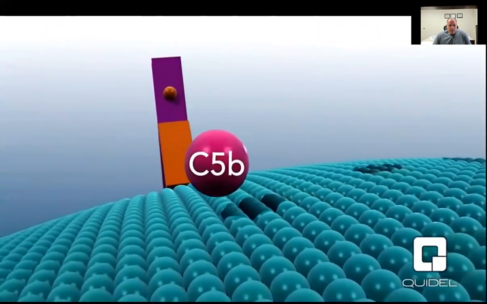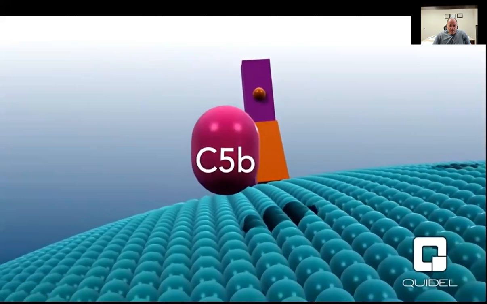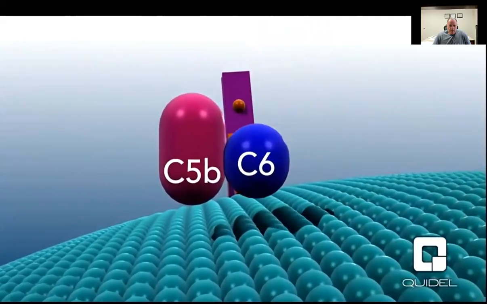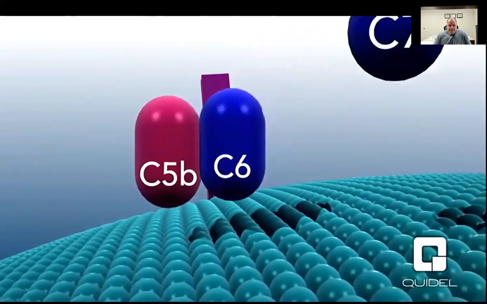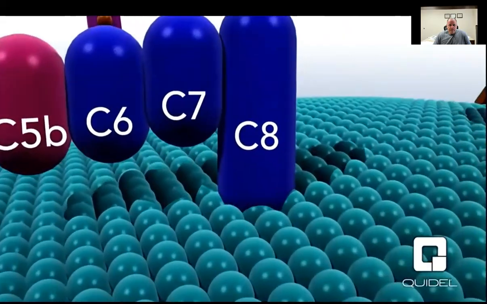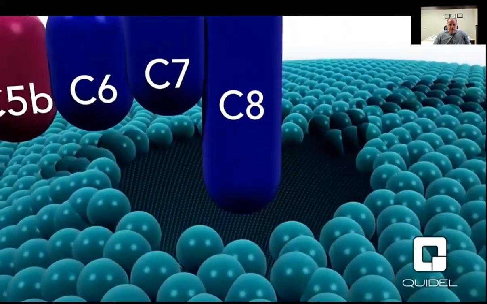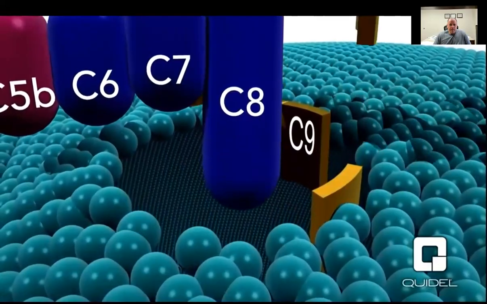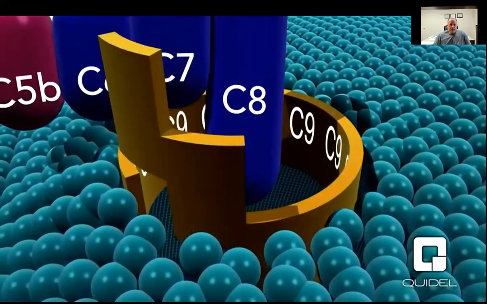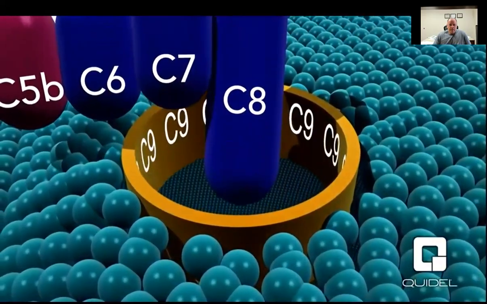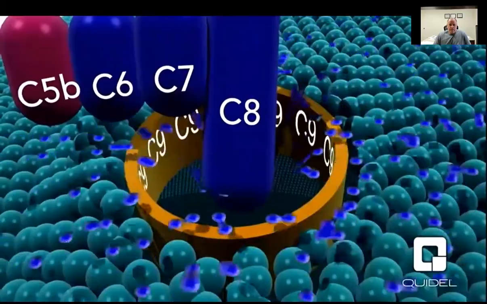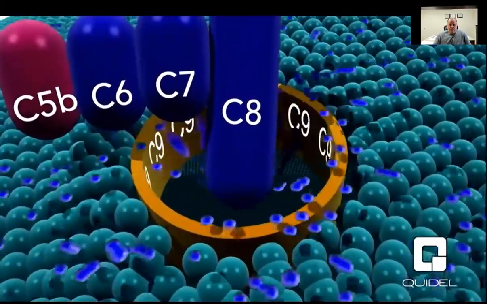The MAC is formed through what is called the terminal complement pathway, which starts with the generation of C5b. C5b associates with C6, C7, and C8, forming a large multimolecular complex that associates with and begins to disrupt the cell membrane. Subsequently, C9 binds to C8, and this is followed by the binding of many additional C9 molecules, leading to the formation of a large pore in the cell membrane. The pore in the membrane is large enough to allow water, ions, and small molecules to enter the cell, leading to lysis.